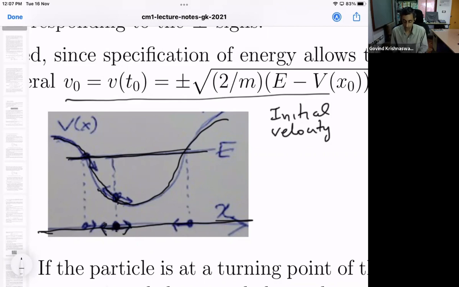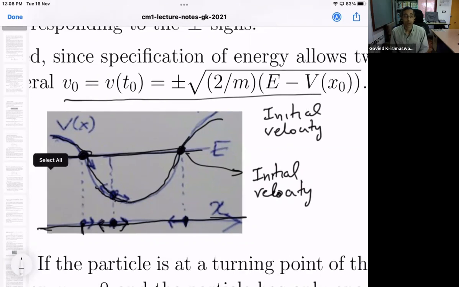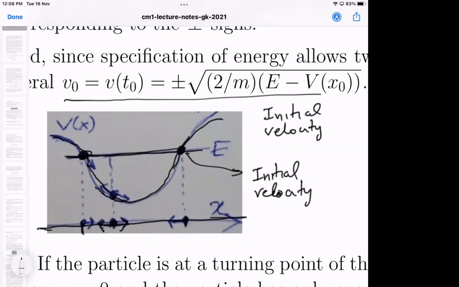Now there are exceptions. If the initial location is at one of these extremes where the total energy is equal to the potential energy, over here or over here, then the initial velocity, what is the initial velocity if the particle begins either here or here? It should be 0. You are right.